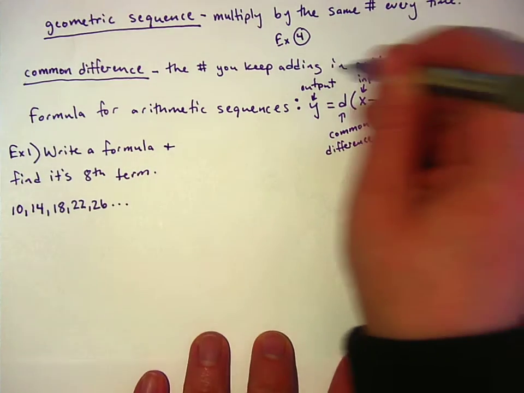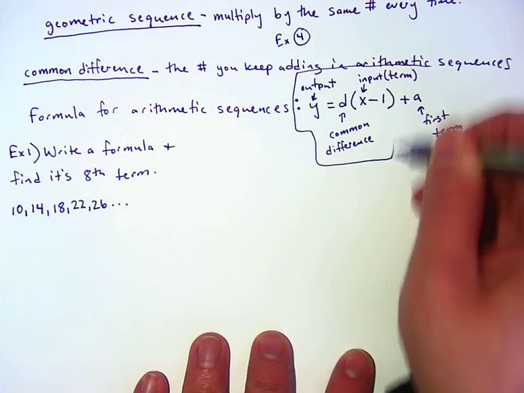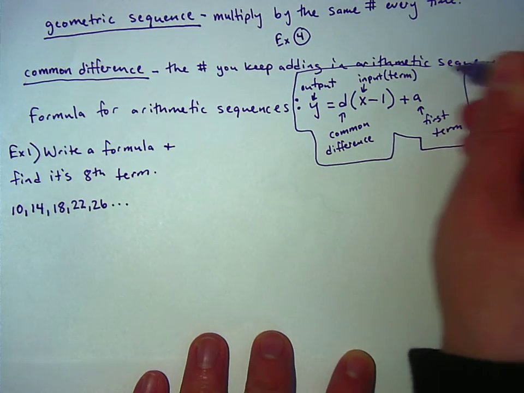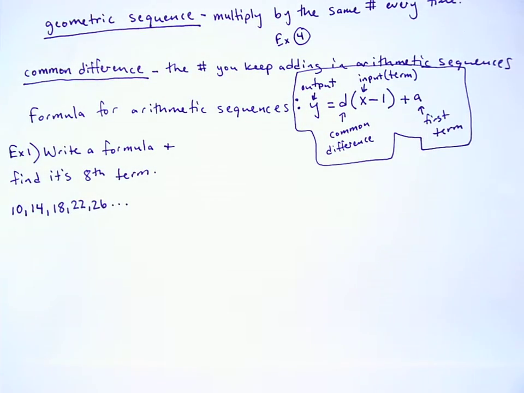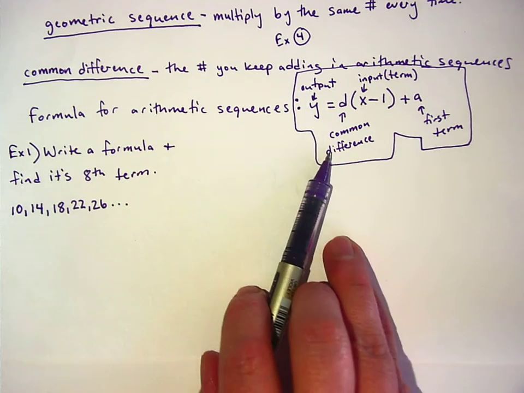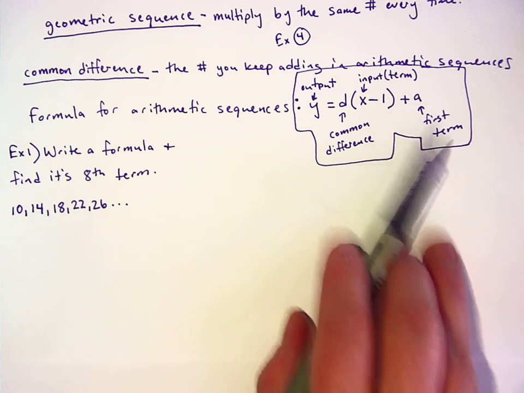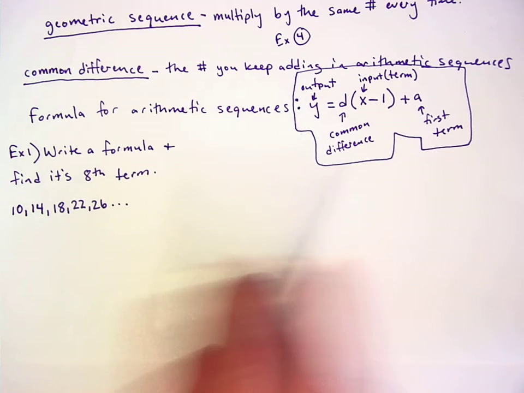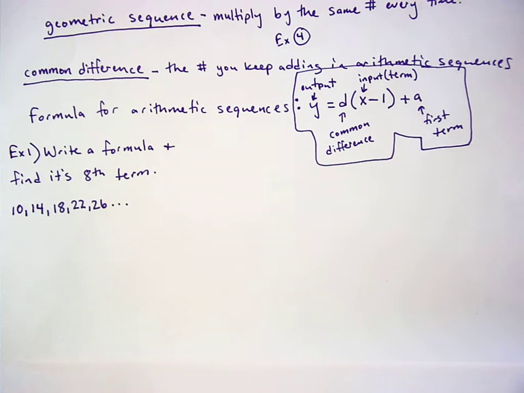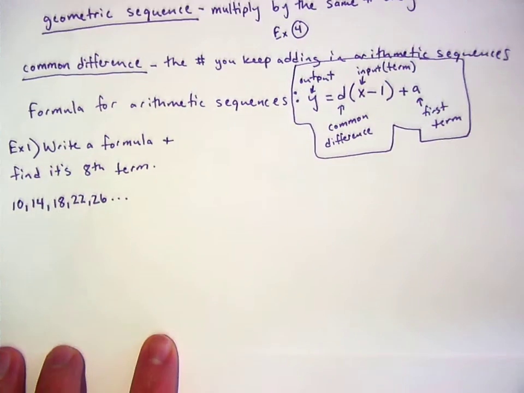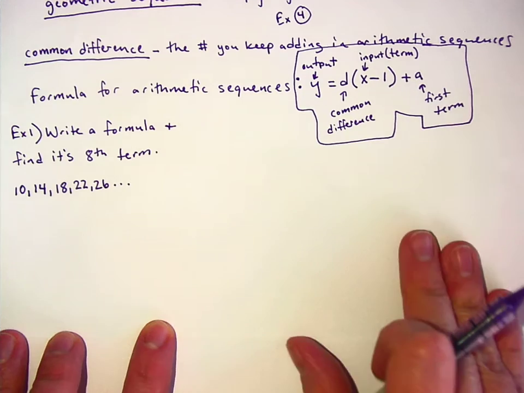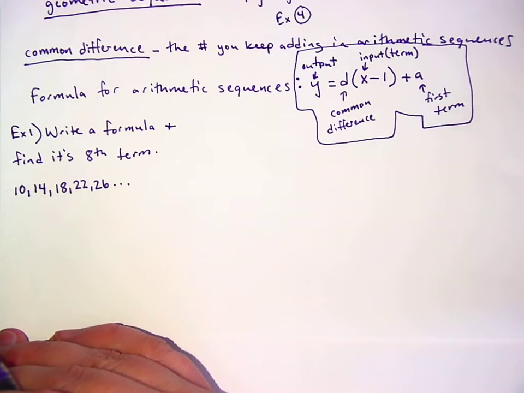In fact, guys, if you can, maybe put a box around it so that when you're looking at your notes, you're like, there it is. That's the formula. Y is the output, D is the common difference, X is the input or the term, and A is the first term. And then write down this example: write a formula to find it and find its eighth term, and then pause the video because I'm about to go ahead. So pause it until you're caught up with writing this stuff.